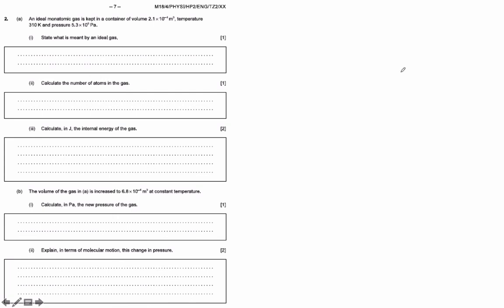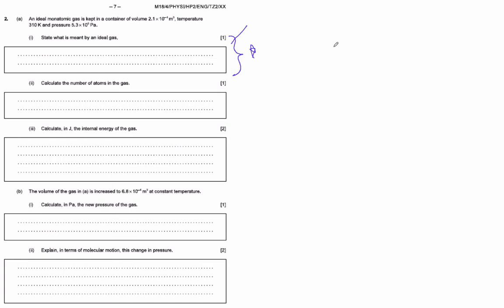An ideal monatomic gas is kept in a container with a volume and a pressure, at 310 kelvins. State what is meant by an ideal gas. What are the limitations of an ideal gas? They'll ask this occasionally. What is meant by an ideal gas?